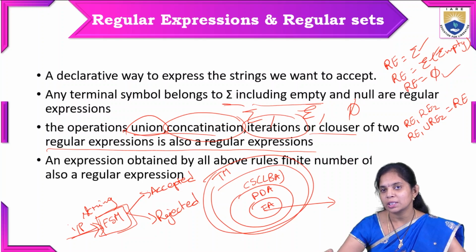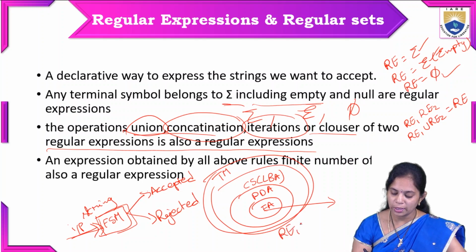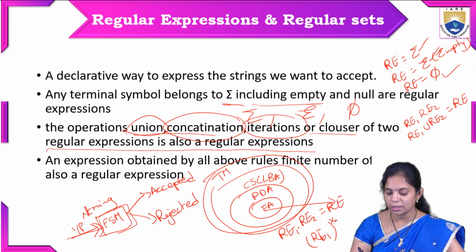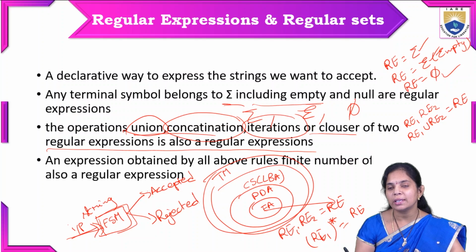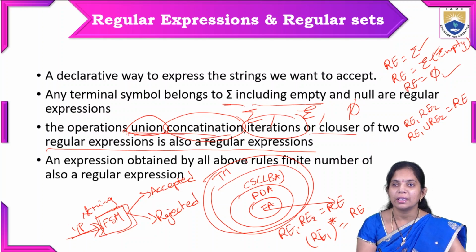That is what we are saying: two regular expressions with the operation union, and regular expression 1 concatenation, which is nothing but a dot representation, regular expression 2, is a regular expression. Also another operation, regular expression 1 iteration, which is like star, the Kleene closure, is also a regular expression. So what we are discussing is that the operations of regular expressions give a regular expression. What are the operations? Union, concatenation, iteration or closure, of two regular expressions is also a regular expression.